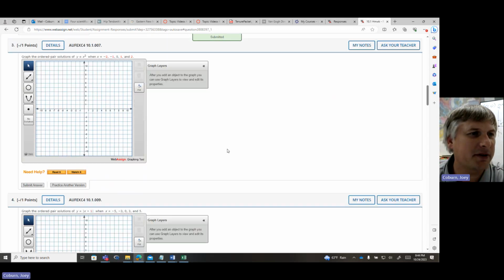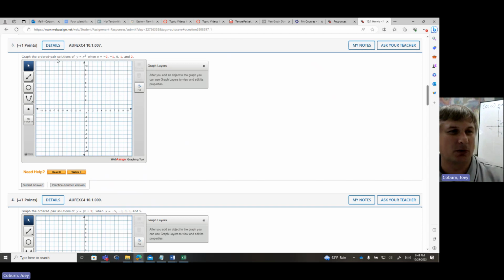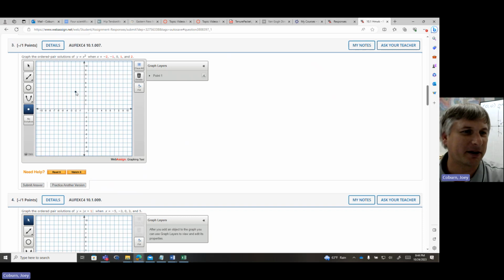Now for this one, they just want us to graph the individual points. So say x is -2. We want to square -2. That's -2 times -2, which is +4. So I start here at the origin. My input was -2, so I jump out to -2. The output was 4. I put a point there.